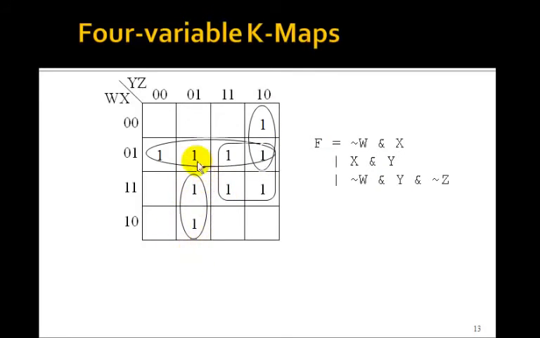And finally this one. X goes away because it's 0 and 1. We're left with the 1 and the W, so it's W and not Y and Z. W and not Y and Z. So this 4 by 4 reduces to these 4 terms.